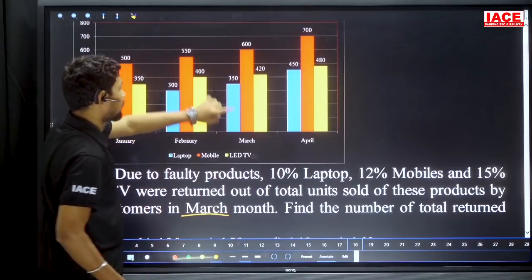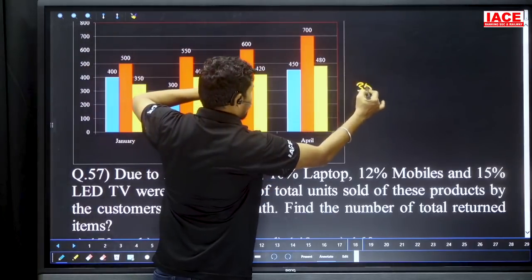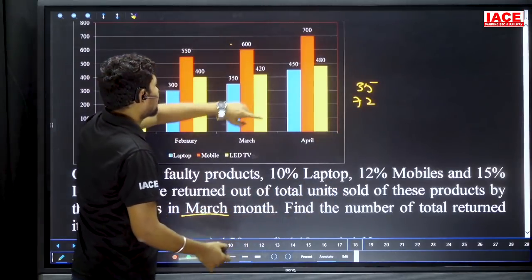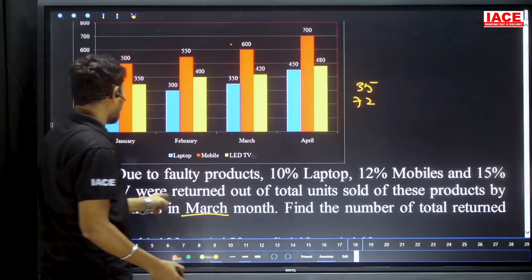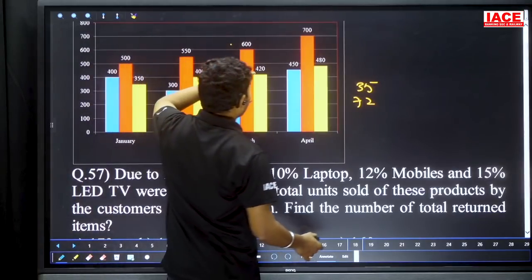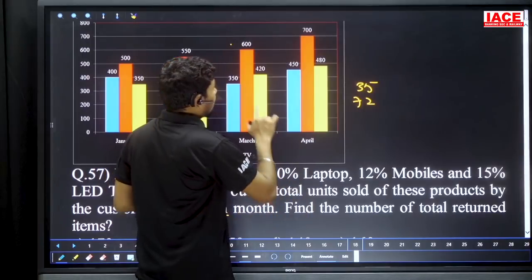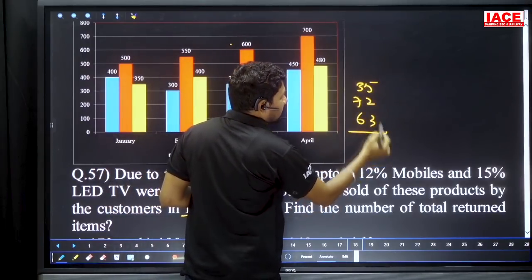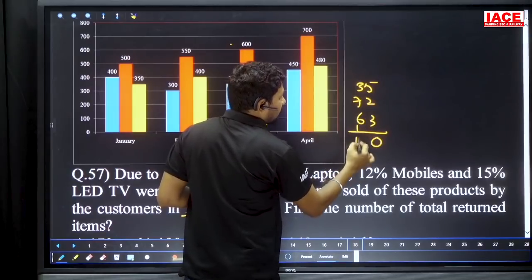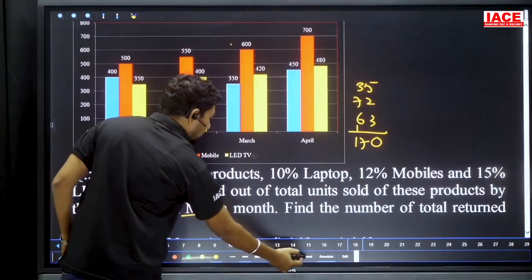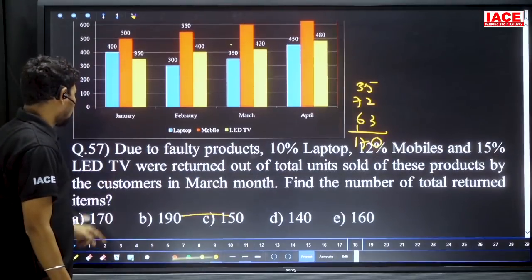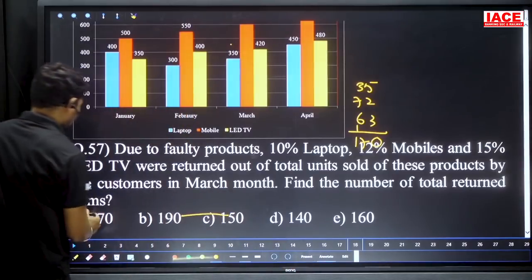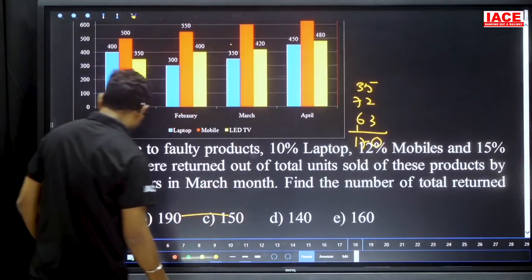March is this. Okay. 10% of 350 is 35, and 12% of 672 is 72. 15% of 420 for the LED TVs returned. 15% of 420 means 30% of 21, which is 63. These all are added. We'll get the answer: 35 plus 72 plus 63 is 170. Option A here, as per the data.